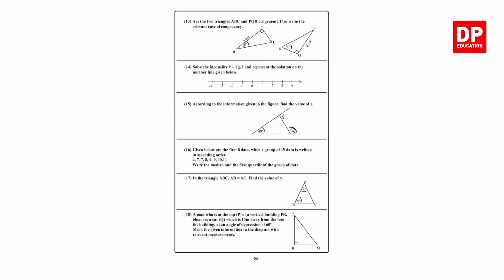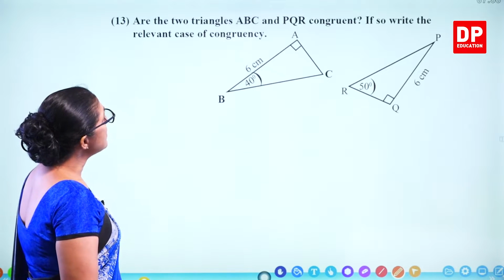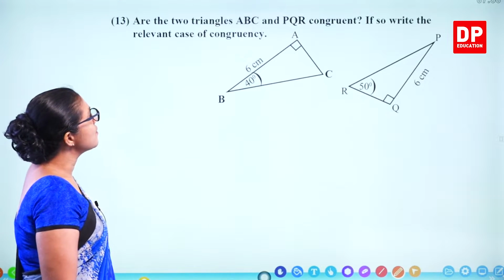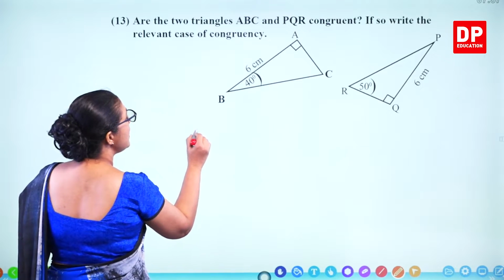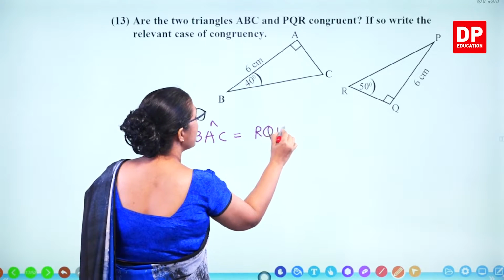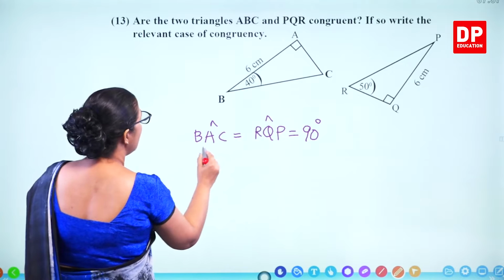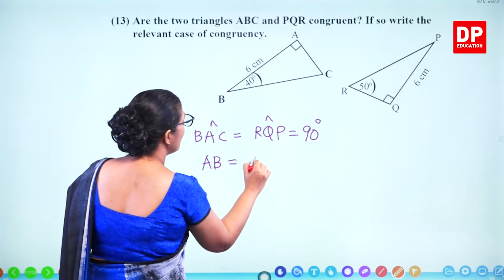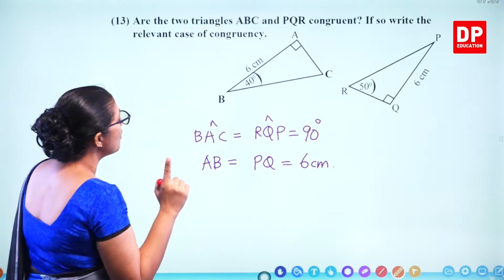Now you can try 13 to 18. Question number 13. Are the two triangles ABC and PQR congruent? If so, write the relevant case of congruency. So look at carefully. This is a right angle triangle. So BAC angle and RQP angle both are 90 degrees. Then this is 6 and the other side also 6. AB is equal to PQ. That's 6 centimeters.